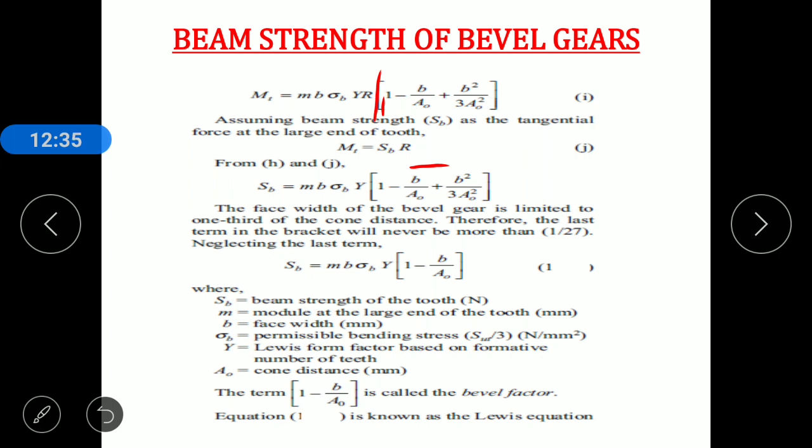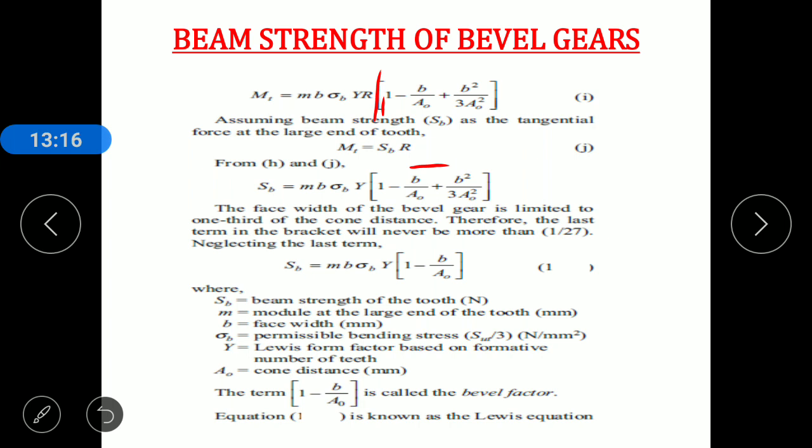Therefore the last term in the bracket will never be more than 1 divided by 27, and that's why the last term is neglected. The final equation for beam strength of a bevel gear is S_B = m b σ_B Y (1 − b/A_O), where S_B is the beam strength of the tooth in Newton, m is the module at the large end of the tooth in millimeter, b is the face width in millimeter, σ_B is the permissible bending stress, that is S_ut by 3, in Newton per millimeter square.